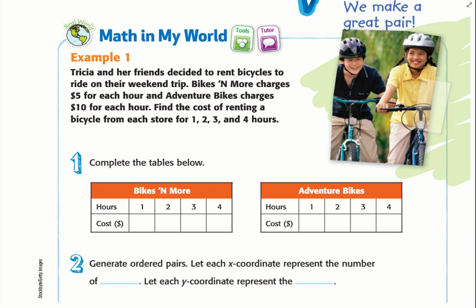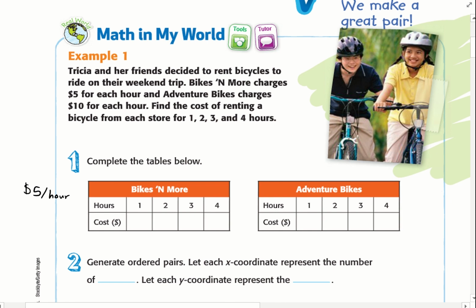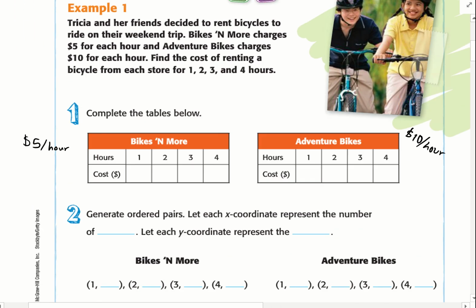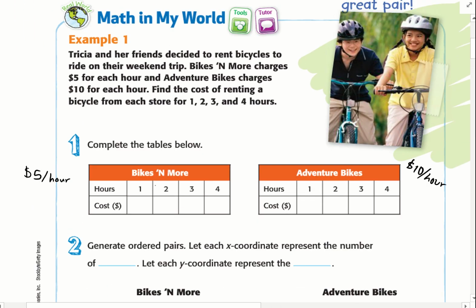So we made tables. Bikes and More, I'm going to make a note, it's $5 an hour. So it's $5 per hour. That's how you want to write that. The slash means per. And this is going to be $10 per hour. So we have these tables of 1, 2, 3, and 4 hours.